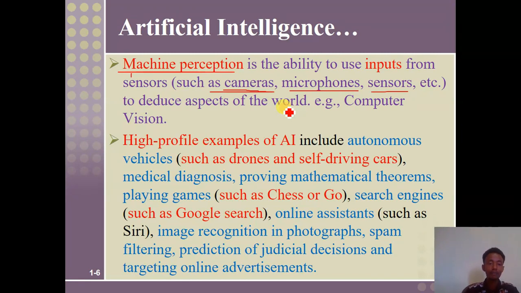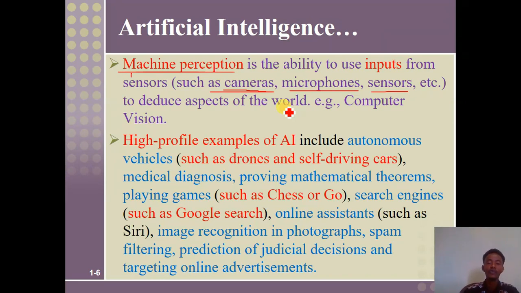Another one is high-profile examples of artificial intelligence. Maybe autonomous vehicles, meaning self-driving vehicles like drones and self-driving cars. If you consider drones and self-driving cars, they are driverless. They are applications of artificial intelligence and also good examples of it. Medical diagnosing devices that are currently used by healthcare providers in hospitals are also good examples of artificial intelligence.